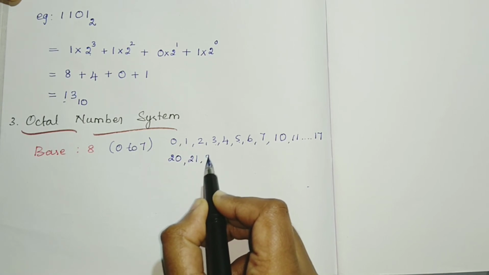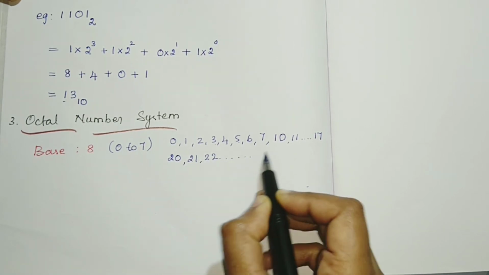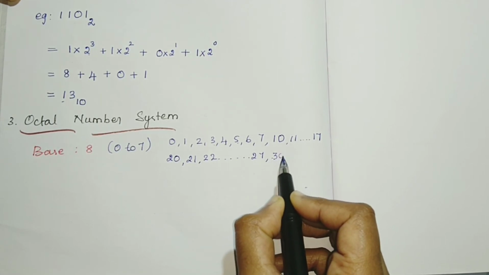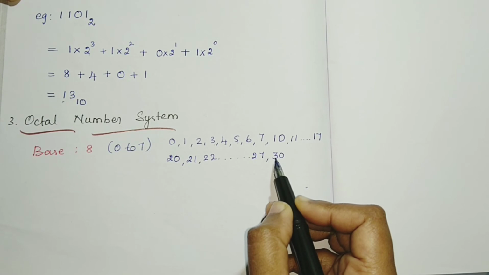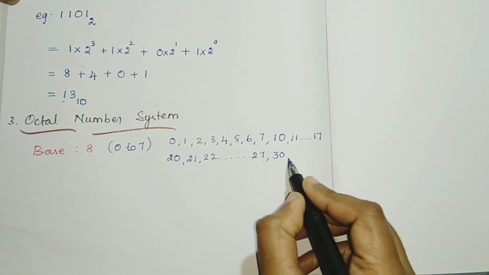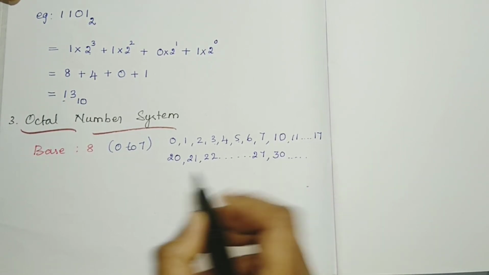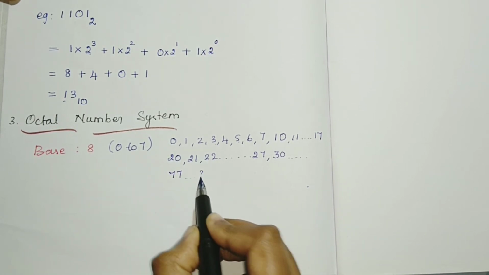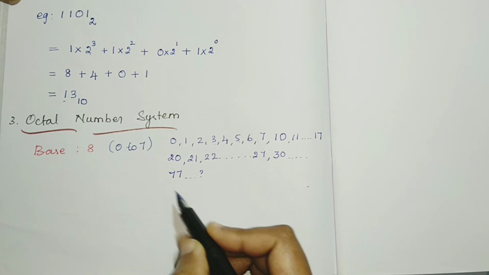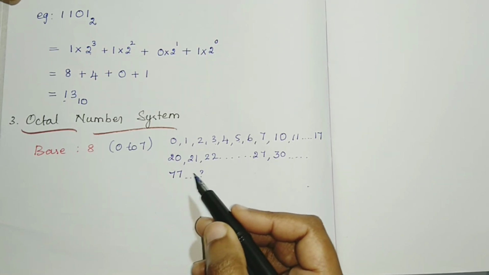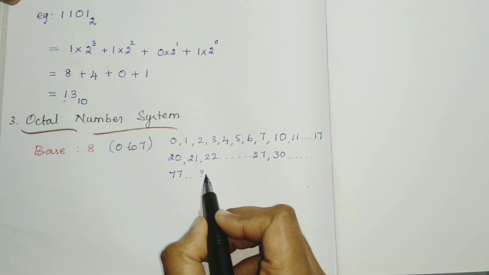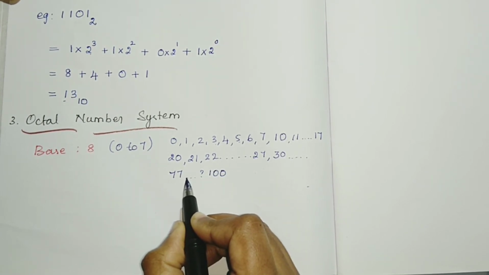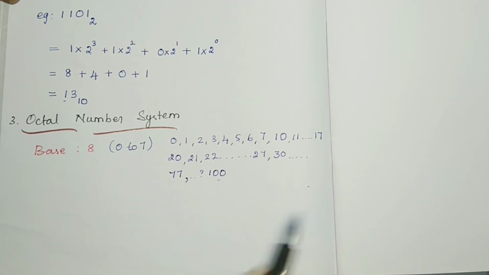And in the same way 21, 22 and up to 27 it is the same. What will be the number after 27? Yes, it is 30. The 28 and 29 are removed. Likewise, all the numbers follow the same procedure. So what will be the number after 77? No 78, no 79, no 80 sequence, no 90 sequence. So the next number is 100. So 8 and 9 are not available in the octal number system.